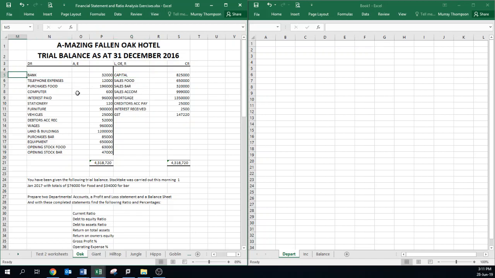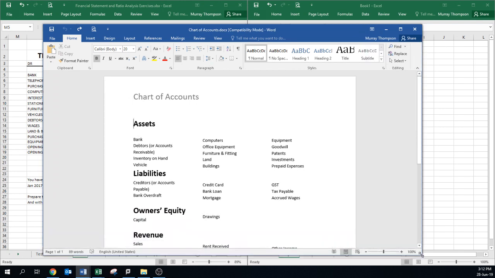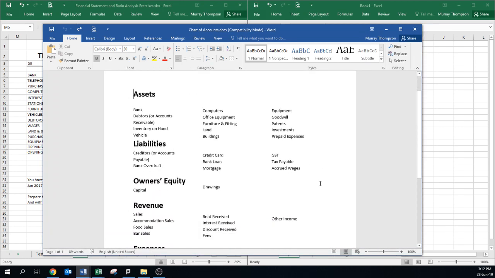Now, to go through these, it's often helpful to look at the chart of accounts. So I'll bring up the chart of accounts. You do have this document that you can access in Canvas. This is quite handy because it looks at every account name that we have. For example, the bank account is one name, and it categorises it under what element it belongs to. So we've got bank, debtors, inventory on hand, vehicle, computers. These are all examples of assets. These are things we own. The liabilities, these are things that we owe to other people. So these are our creditors, our suppliers that we owe, bank overdraft, for example, things like that.